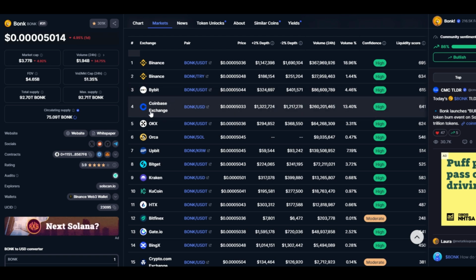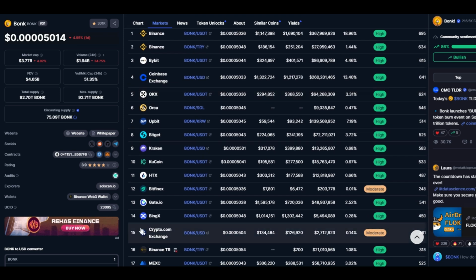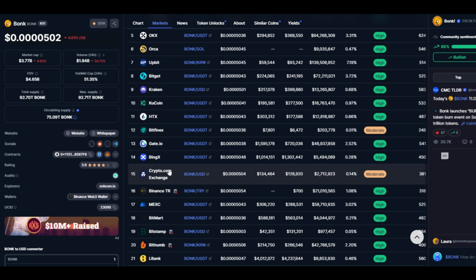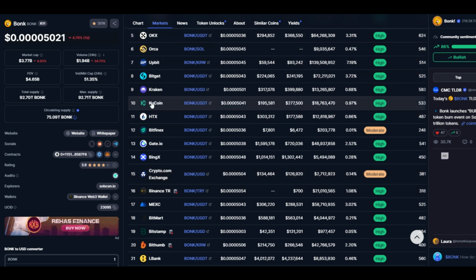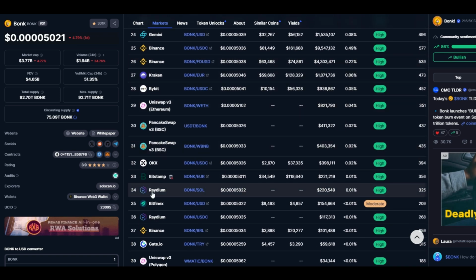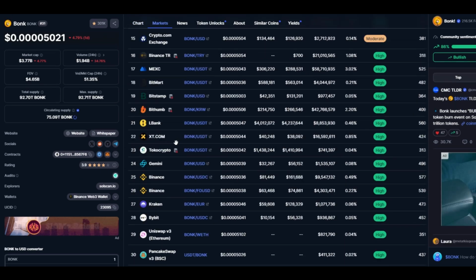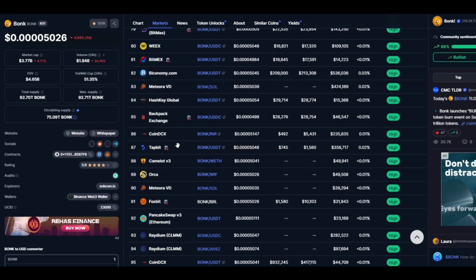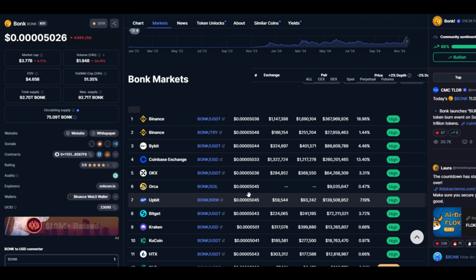So if you are American, just make sure that you download this app right here. Another one that's very, very popular is Crypto.com Exchange. And you have all these other various ones. So Kraken, KuCoin, these are considered tier one exchanges, and a lot of other ones, Bybit. But you can see that this coin is very, very popular and it's listed almost everywhere.